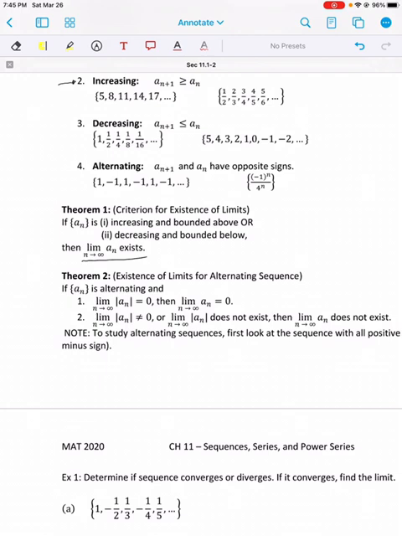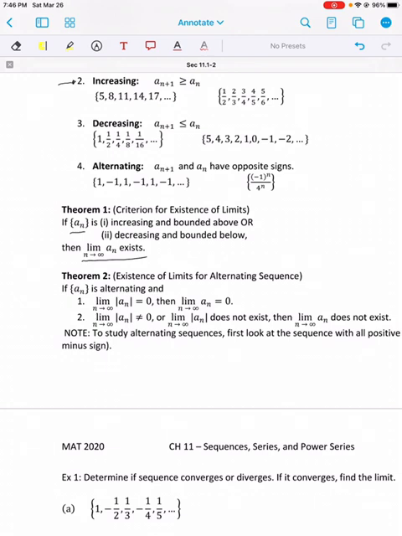So when will this limit exist? Theorem 1 gives us the criterion for the existence of the limit. We say that if the sequence, whichever sequence we are considering, is increasing and is bounded above, or if it is decreasing and is bounded below, then the limit of a sub n as n goes to infinity exists.